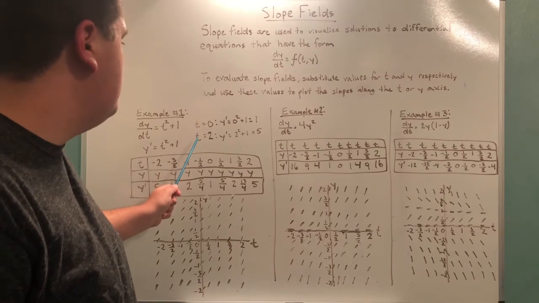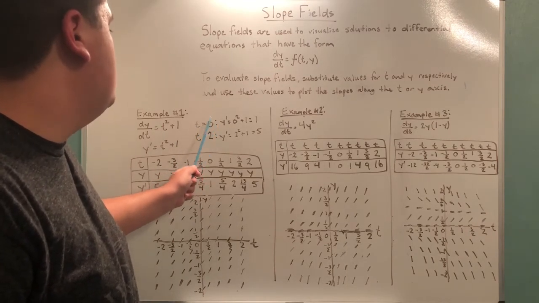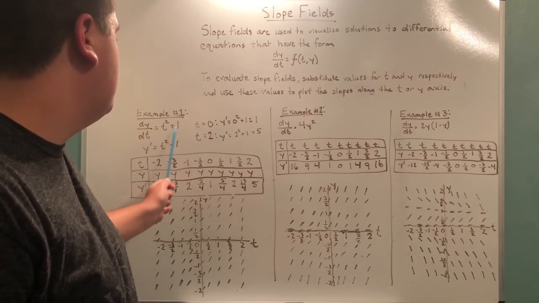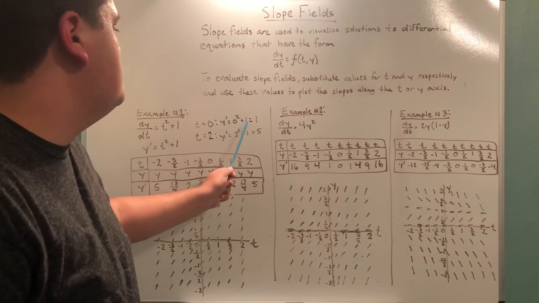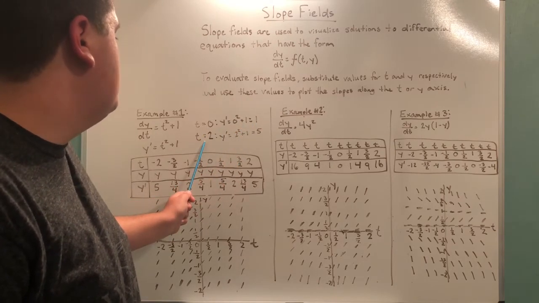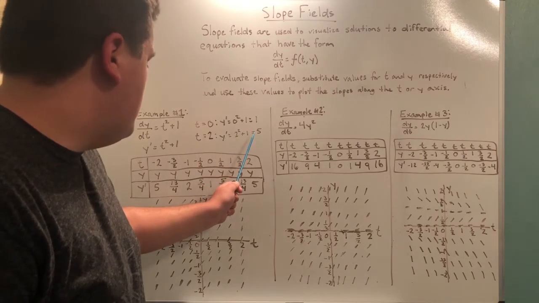So two computed values shown are t equals 0. So at t equal to 0, we plug 0 in for t squared. So our y prime is equal to 0 squared plus 1, which is equal to 1. And at t equal to 2, we plug 2 in for t squared. And we get y prime is equal to 5.